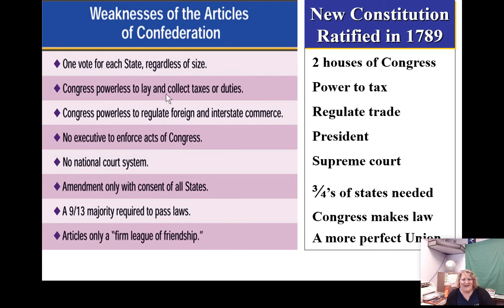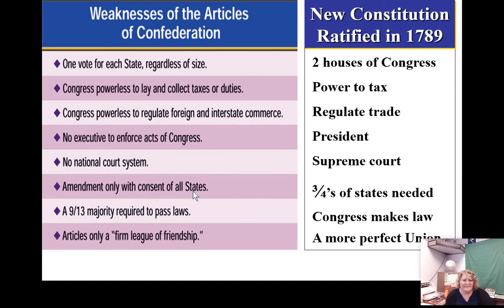Okay, Congress did not have the ability to tax. The Constitution gave Congress the power to tax. Congress was powerless to regulate foreign and interstate commerce. In the Constitution, Congress is given the power to regulate trade. In the Articles of Confederation, there was no executive to enforce the rules that Congress passed. So the new Constitution has a president. No national court system under the Articles. The Supreme Court is created in the Constitution. So you can see piece by piece, the weaknesses of the Articles of Confederation are being met by the Constitution.